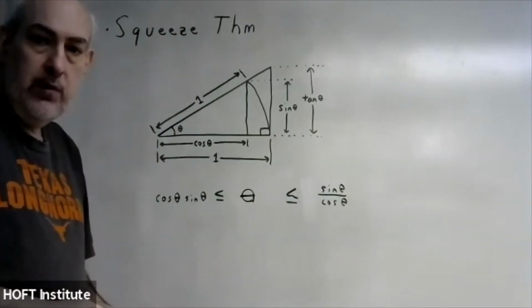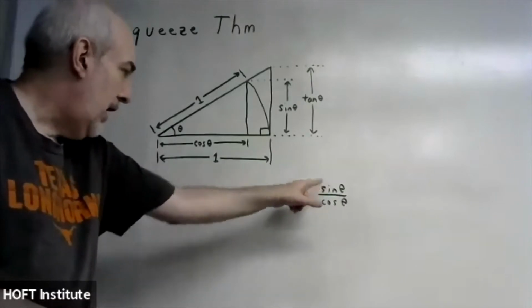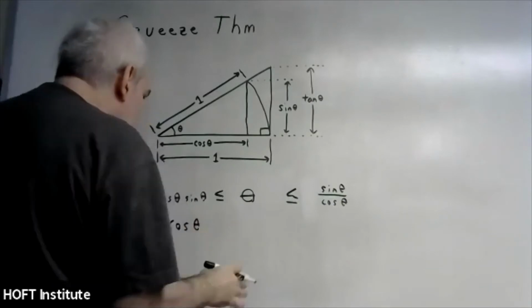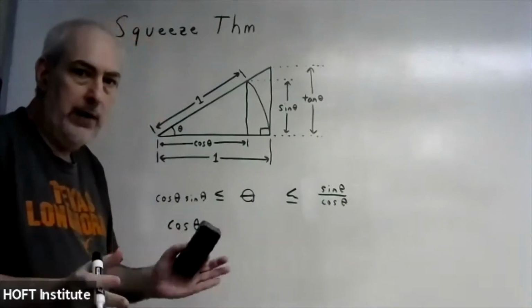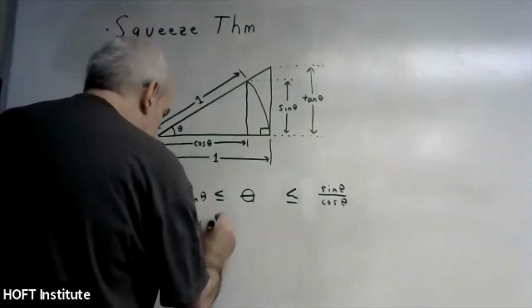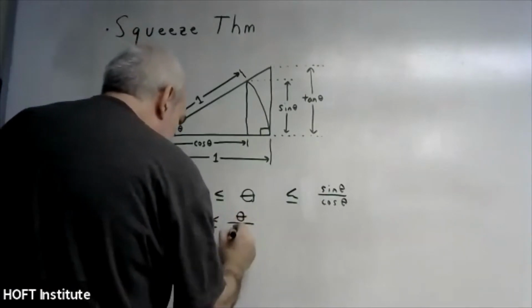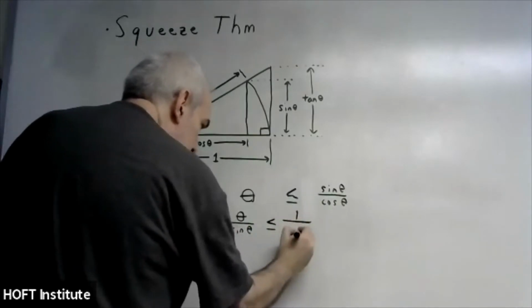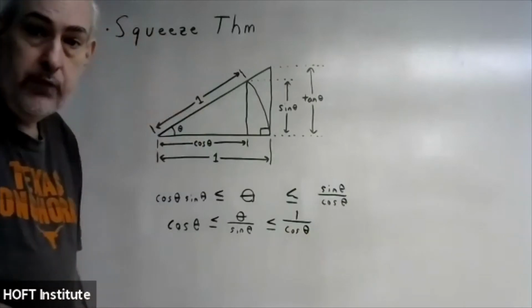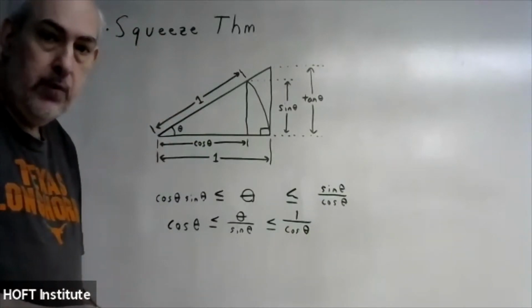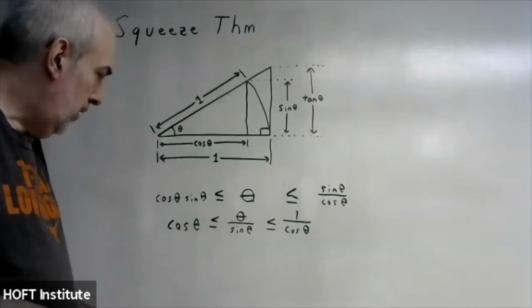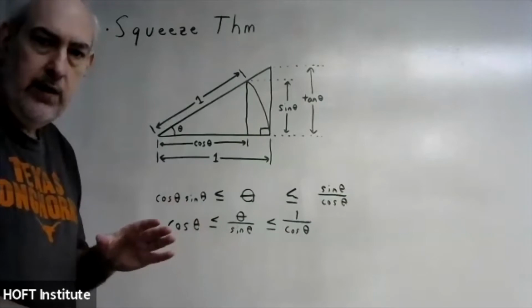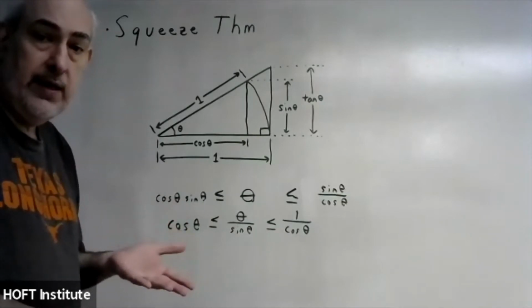Finally, our last step is going to be to divide by sine on all 3 sides. Assume that we're in the first quadrant so that sine is positive, so that the direction of the inequality doesn't switch. So now we have this relationship. Now we have 3 functions. We have something that is like the limit I wanted to evaluate, it's just upside down.